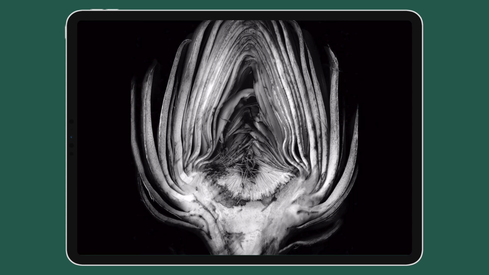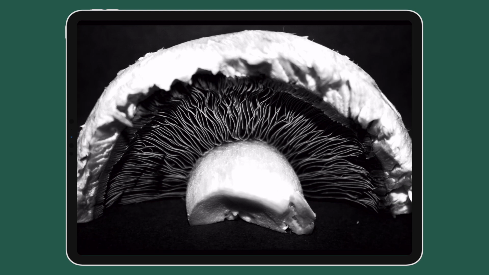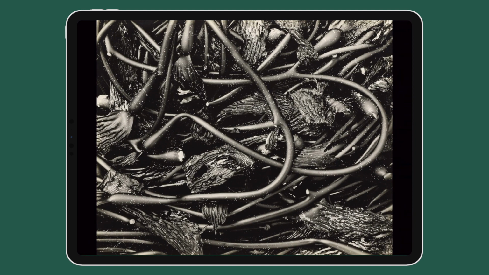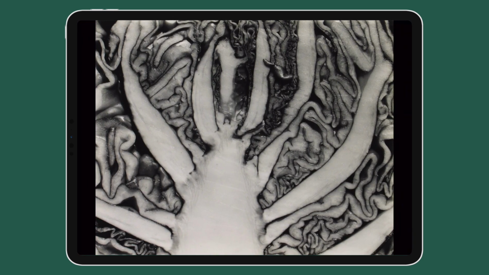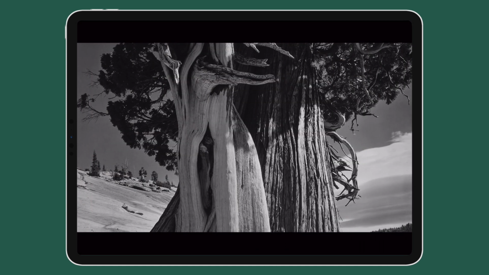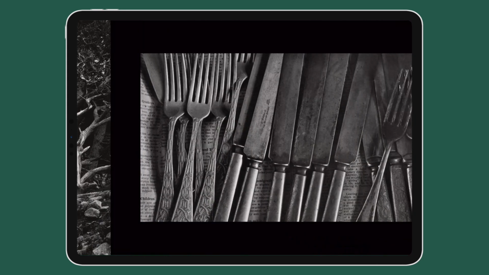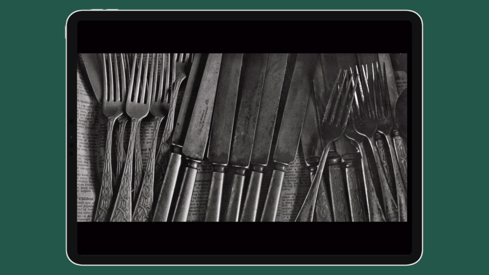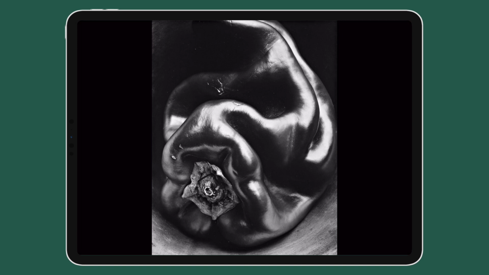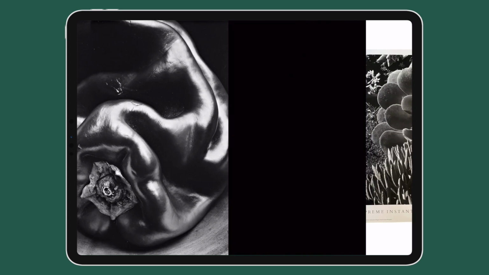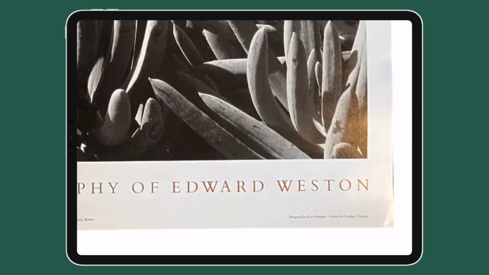You know, there is a very famous photographer. His name is Edward Weston. I think he shot these images. Really beautiful. This is inside of an artichoke. This is mushroom. Inside of mushroom, you can see lines. I think those are seaweed, kelp maybe. Beautiful lines inside of cabbage. Look at that. Lines. Stairways. Seashell. Oh, even knives and forks have lines. Beautiful lines on this pepper, right? You can see the lines. And cactus. Yeah, Edward Weston, a very famous American photographer.